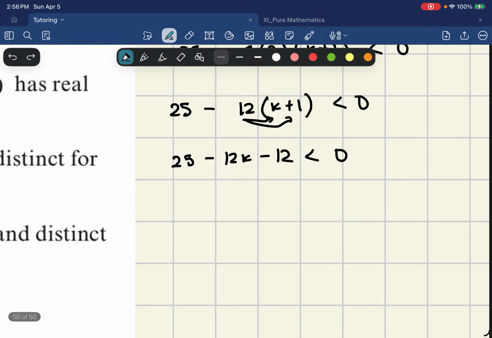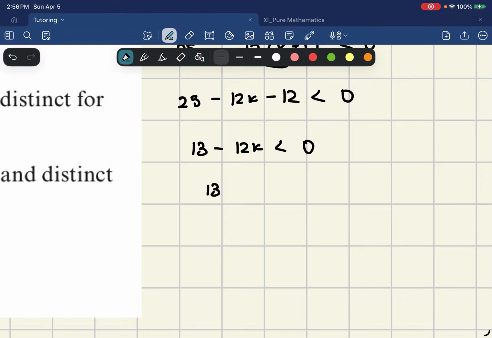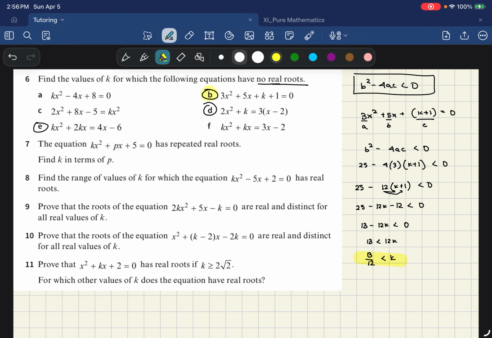All right. So now 25 minus 12, that is 13 minus 12k is less than 0. If I add 12k on both sides, I get 13 less than 12k. And if I divide by 12 on both sides, I get 13 by 12 less than k. That should be my solution. K bigger than 13 by 12. All right. So that is my solution for B.